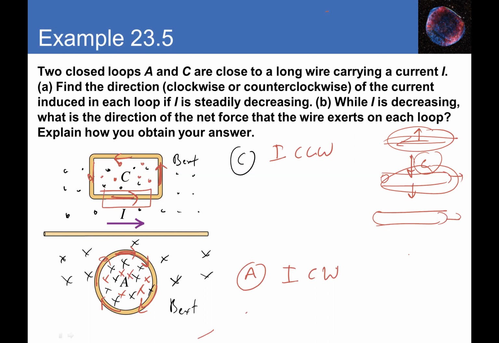Same thing with loop A. If I use this region here for loop A, that region has a current in the same direction as the wire, and the wire is going to be pulling loop A as well. The other region of it has a current in the opposite direction, let's say this part, but again, this is further compared to part one of loop A. So overall, again, it's going to be a pull toward the wire. That means both of those loops are going to be attracted to the wire.